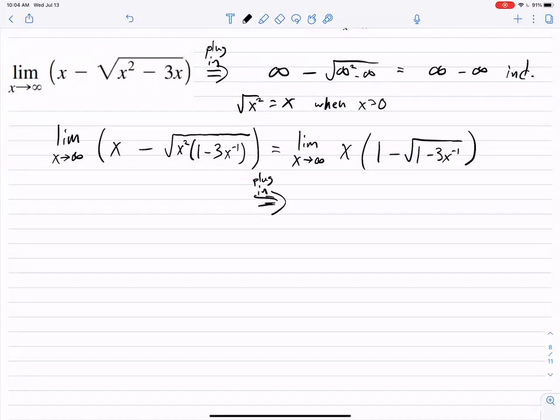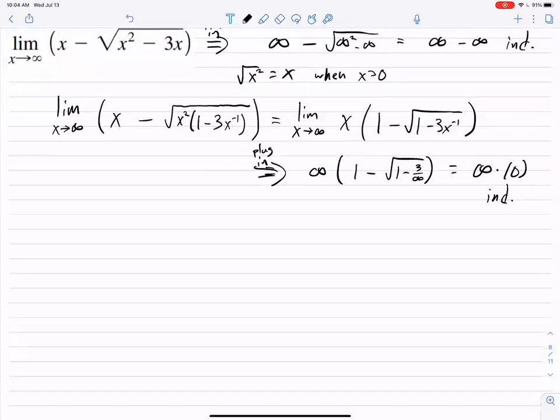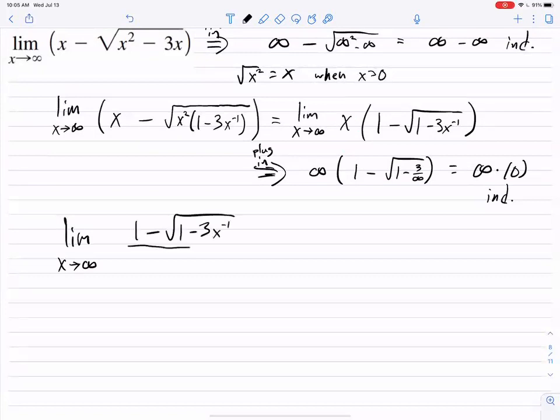And what do I get? I get infinity times 1 minus square root of 1 minus 3 over infinity, which is infinity times 0. Infinity times 0, which is an indeterminate form. So indeterminate. And so in order to get into L'Hopital's form, I'm going to put this 1 over x on the bottom. And so this becomes the limit as x approaches infinity of 1 minus the square root of 1 minus 3x to the minus 1 over x to the minus 1.